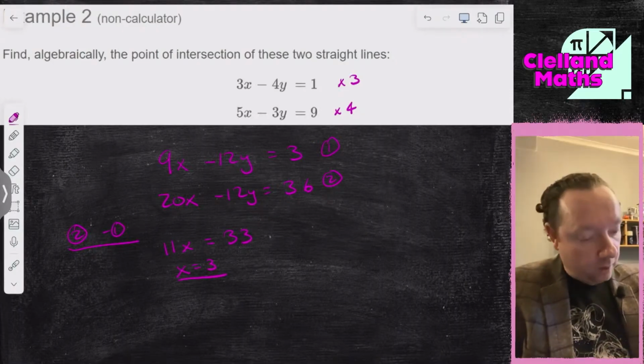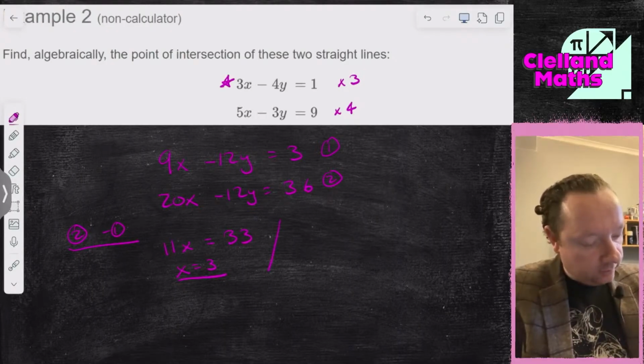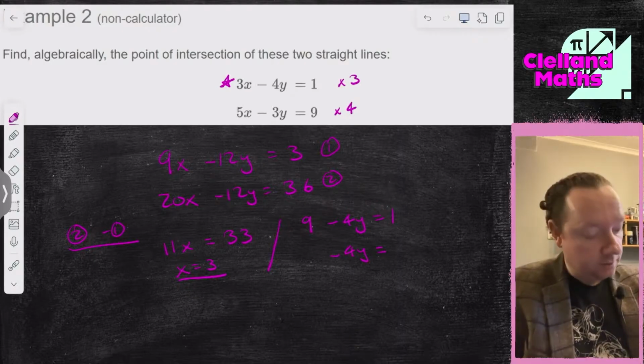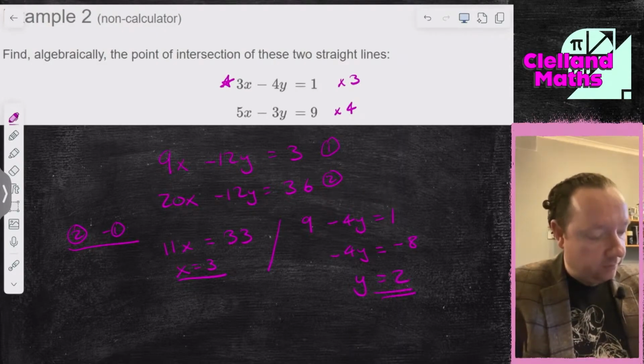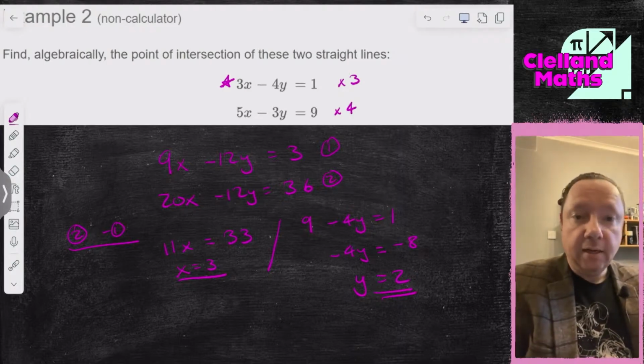So now we need to find our y, so I'll just sub into one of them. Let's say this one. So 3 times 3 straight away is 9, minus 4y equals 1. Taking the 9 over, it becomes minus 9. So 1 minus 9 is minus 8. Dividing by 4, we get 2, a minus divided by a minus is a plus. And we're done there. Okay, let's try another.